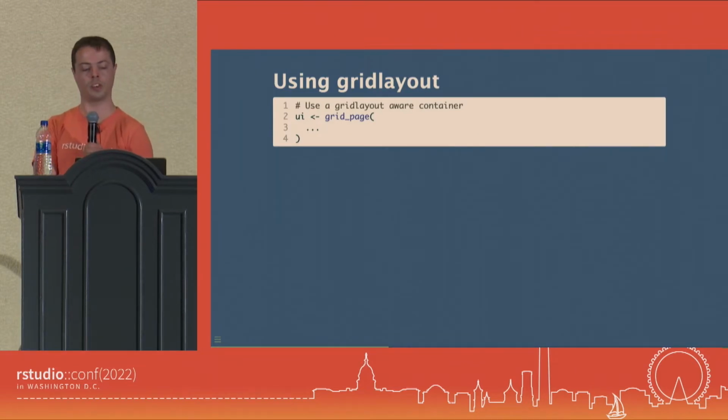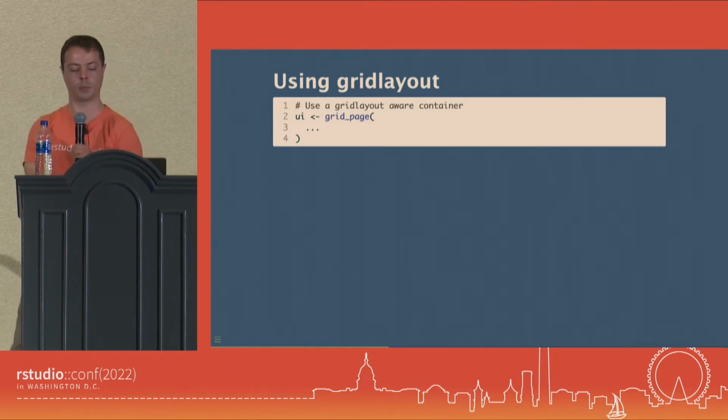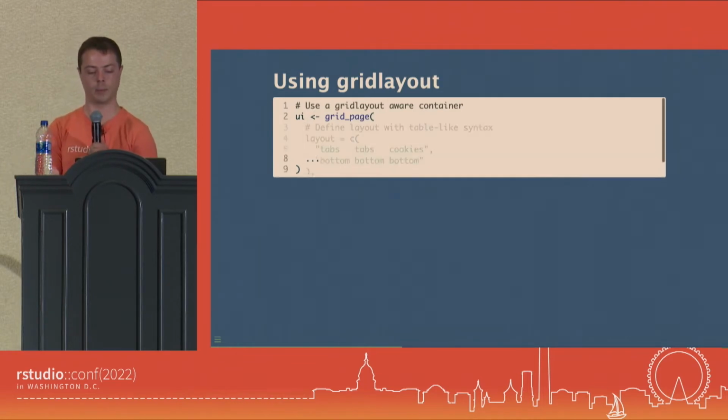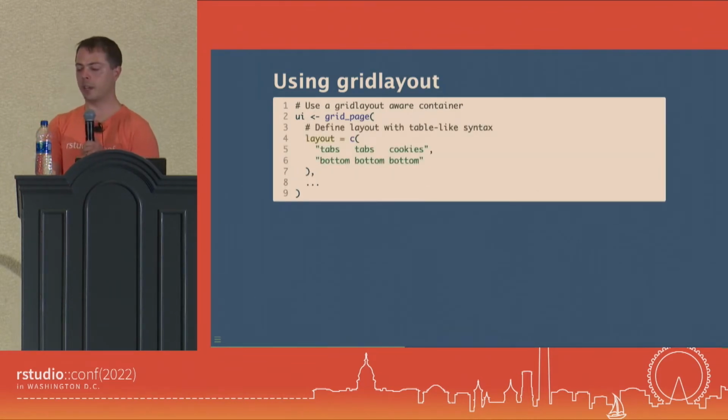We start by using a grid layout aware container. In this case, we're using grid page. We have other containers for doing things like nesting grids or putting them in more traditional apps. But here we're doing grid page, which lays out your entire app page with grid layout. So after that, we define the layout. And here, this is the layout defined.